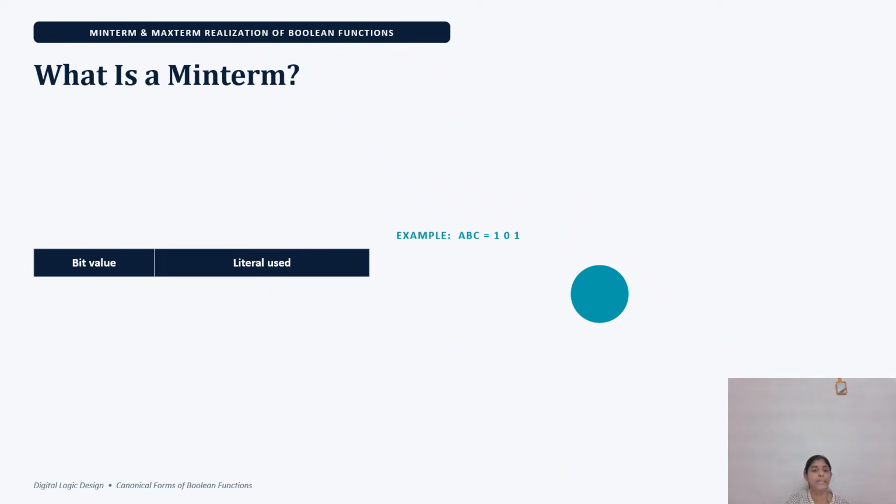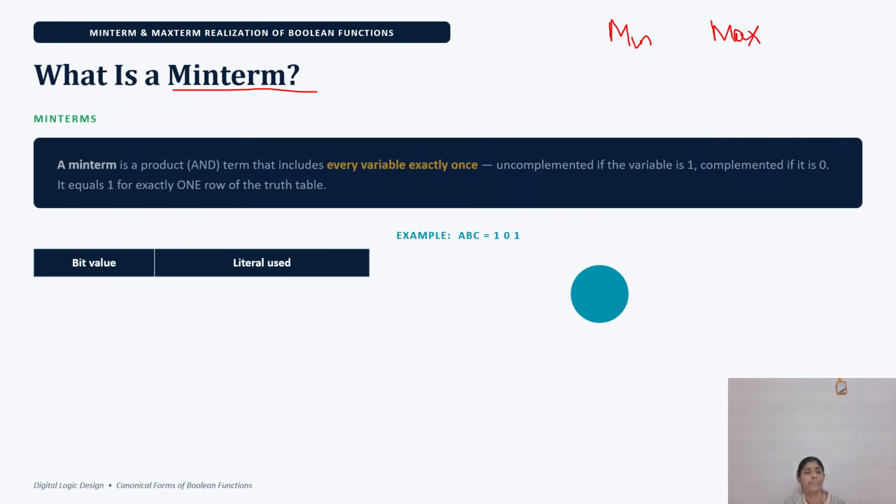Okay? Right. Next, here you are going to learn what a Minterm is, because I am going to introduce two things here. One is Minterm and another one is Maxterm. So you will learn both parts in this lecture, Minterm as well as Maxterm. What is a Minterm? See the definition. A Minterm is a product or AND term that includes every variable exactly once, right?